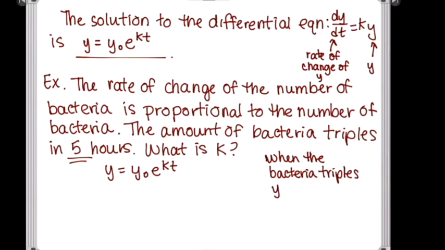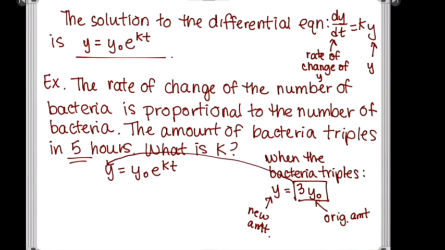Okay, so when the bacteria triples, the new amount of bacteria, which is y, is going to equal 3 times the original amount. So we're going to take this expression 3y sub 0 and plug that in over here for y. So 3y sub 0, that's 3 times the initial amount, equals the initial amount e to the kt.